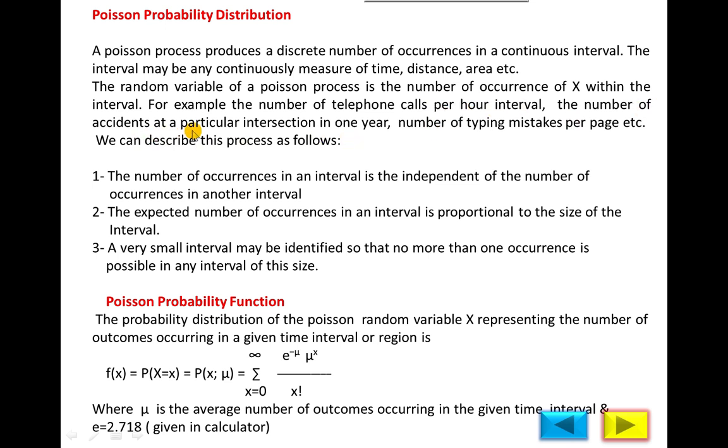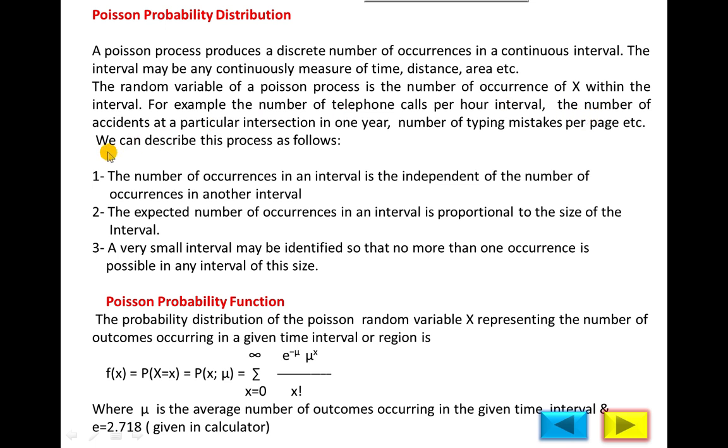Number of accidents at a particular intersection in 1 year. Accident is a discrete outcome. Time in year or month or day or hour is continuous. Number of typing mistakes: typing mistakes may be 2, 3, 4, 5 and so on, per page, and the area of the page is continuous. So you can say that if the number of discrete observations occur in a continuous interval, then we apply the Poisson probability distribution.